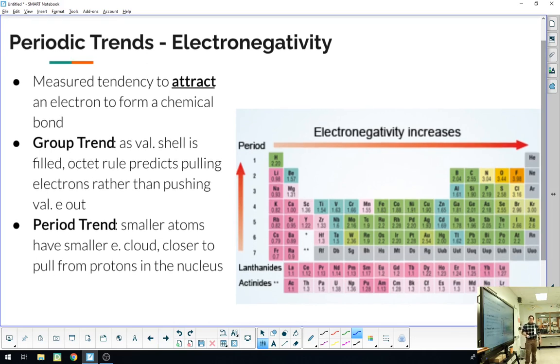Electronegativity. How much does that atom want an electron? We're going to look at atomic size and electronegativity in depth. We're really not going to do too much with ionization energy. So how much does that atom want an electron? Cesium really wants to kick it away. Fluorine really wants to pick it up.